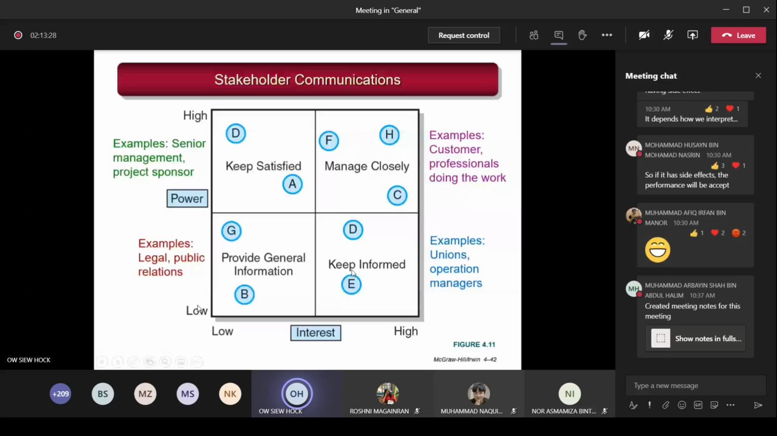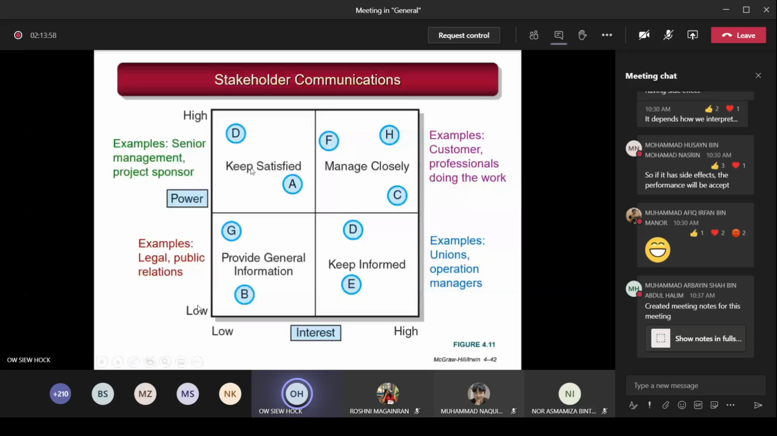Assuming that A, B, C, D, E, F here are all different types of stakeholders, if a stakeholder falls under this section, you just need to provide them general information. Basically, these are the legal people from the legal unit and the public relations department. They don't have to bother about the specifics of what's going on with the project. What about the stakeholders you need to keep informed? They have high interest in this project, but they don't have a lot of power over it. Examples are the unions and the operations managers.